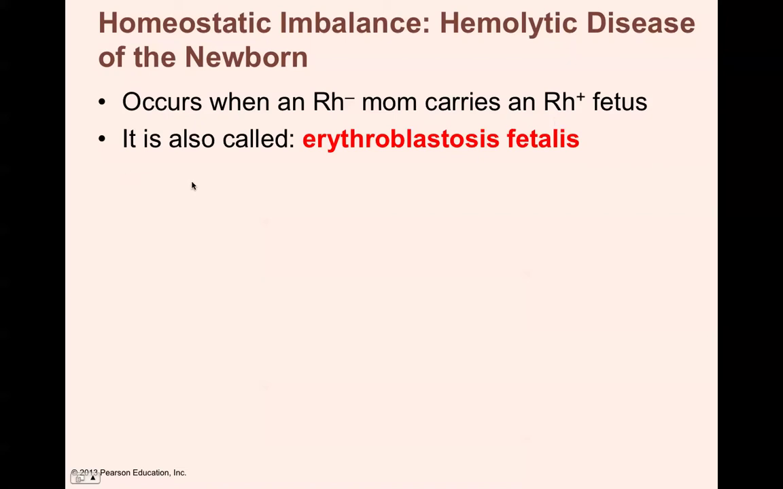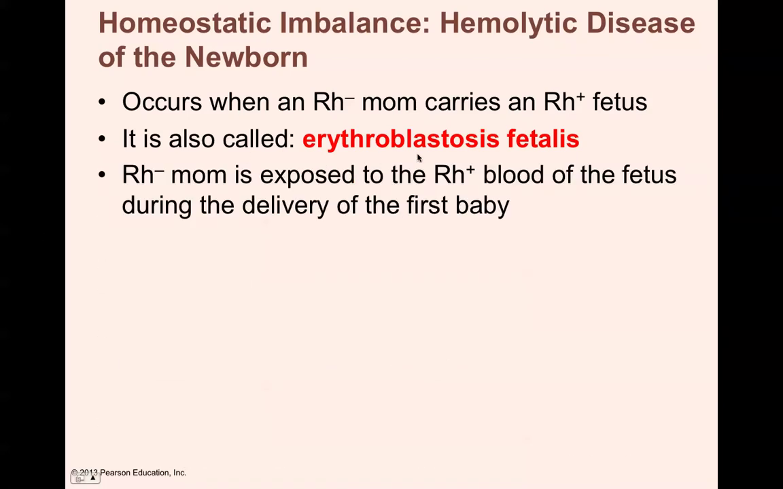Then the most dangerous time is with the second pregnancy, and so the mother already has this immune response developed against the Rh positive marker, and then the mother's immune factors can get into the baby's bloodstream and begin to completely destroy the baby's red blood cells. This is called erythroblastosis fetalis. The Rh negative mom is exposed to the Rh positive blood of the fetus during the delivery of the first baby.